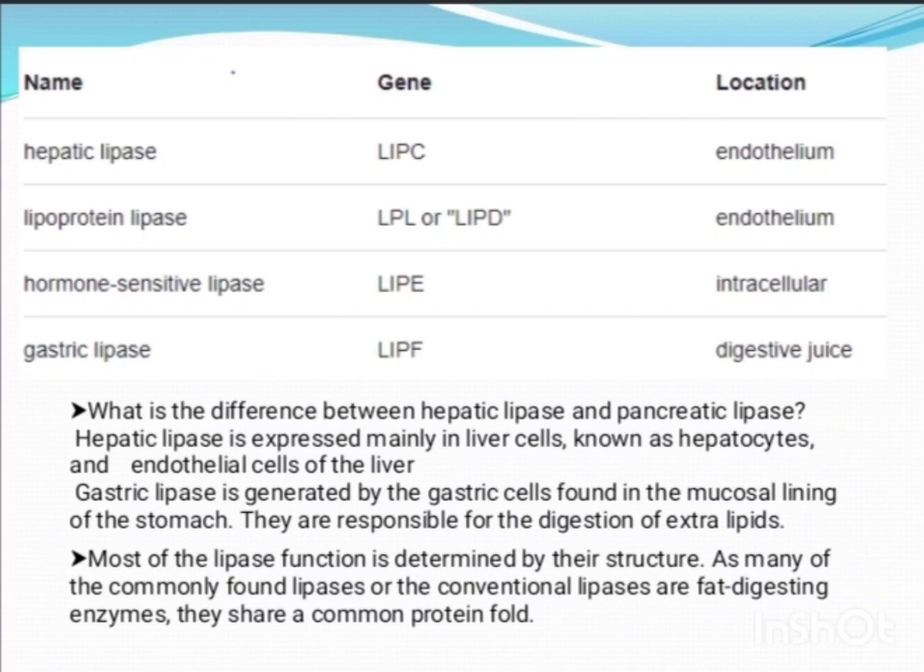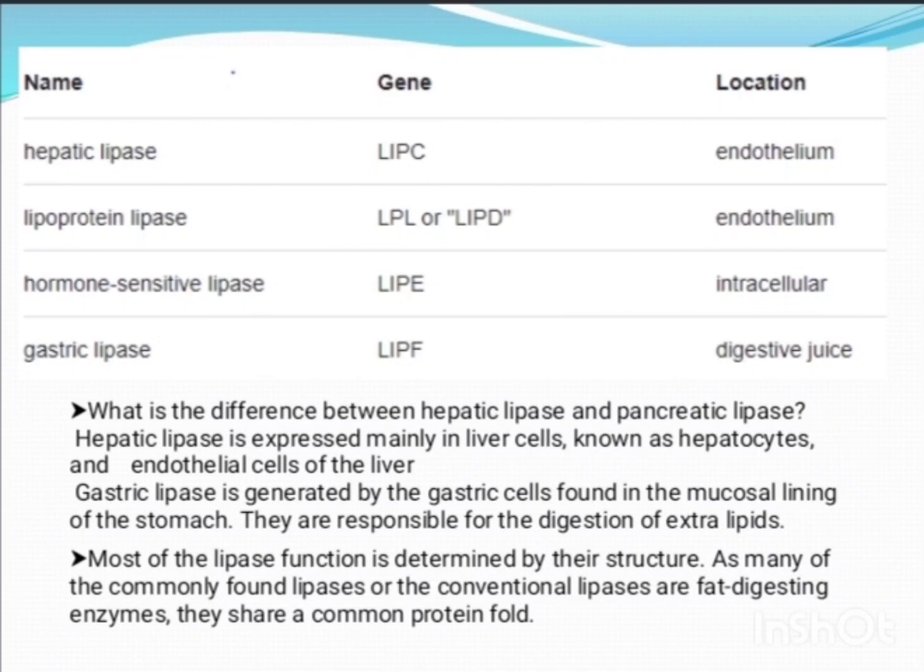The hepatic lipase and the lipoprotein lipase are situated in the endothelium, whereas the hormone sensitive lipase is located intracellularly, and the gastric lipase is located in the digestive juice. The main difference between the hepatic lipase and the gastric lipase is that hepatic lipase is mainly expressed in the liver cells known as hepatocytes, whereas the gastric lipase is secreted by the gastric cells that are found in the mucous lining of the stomach. And the gastric lipase is mainly responsible for the digestion of extra lipids.